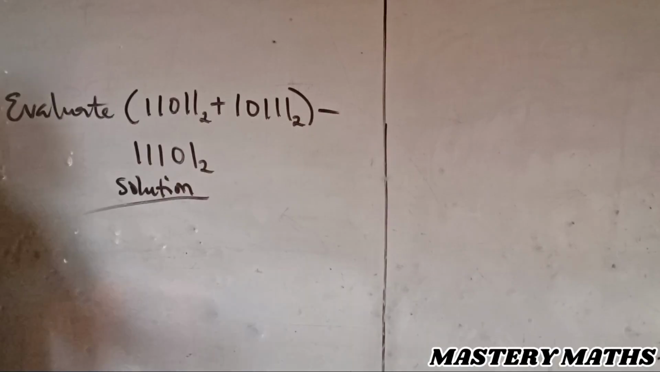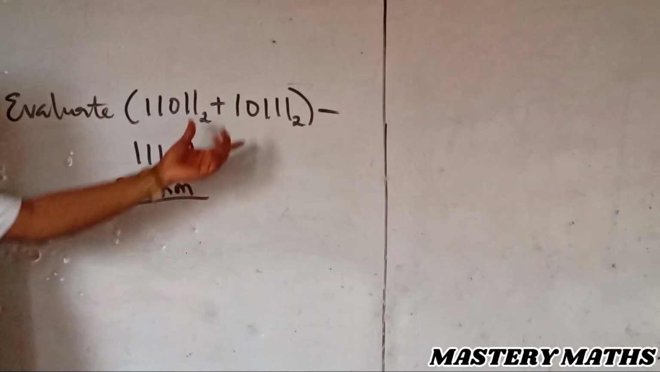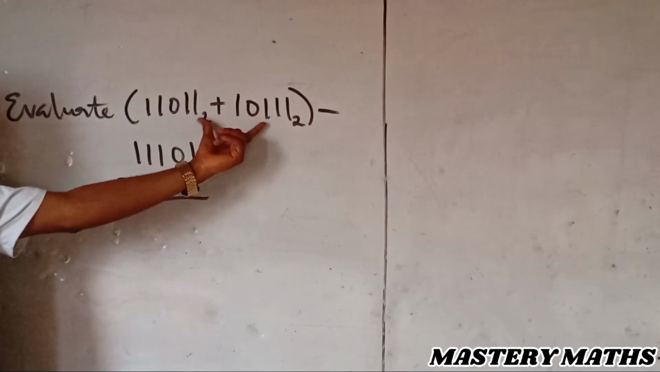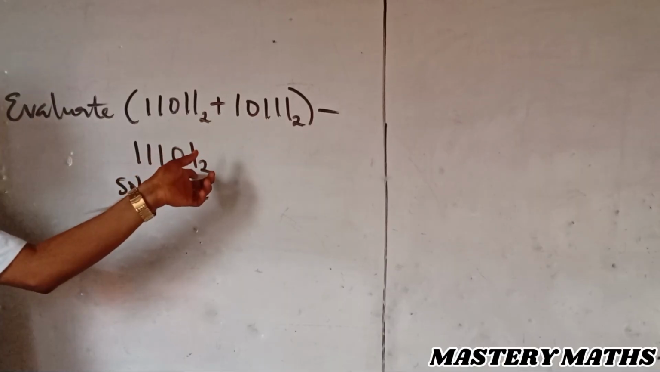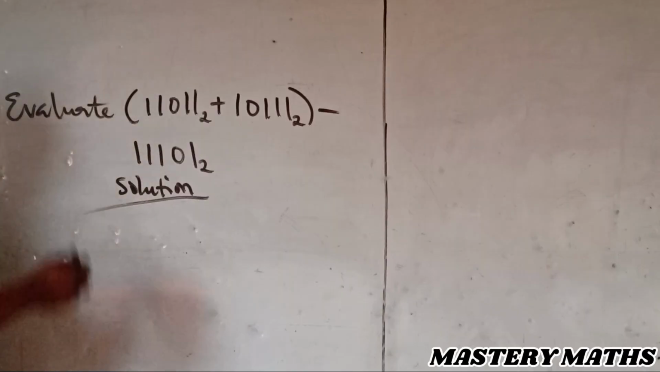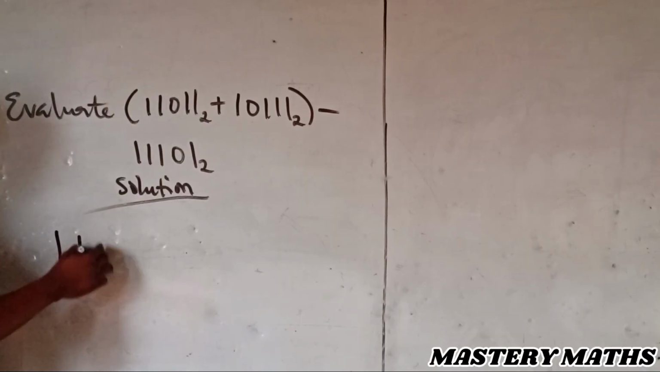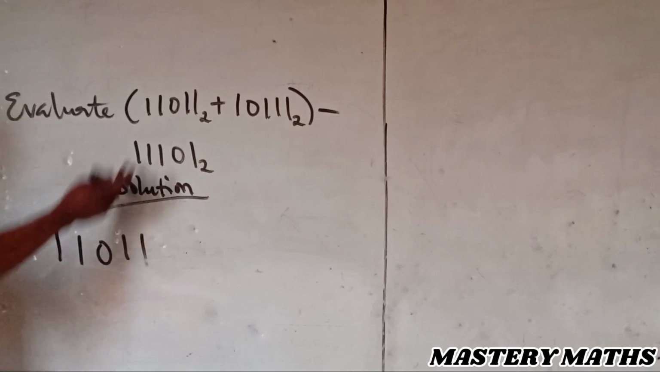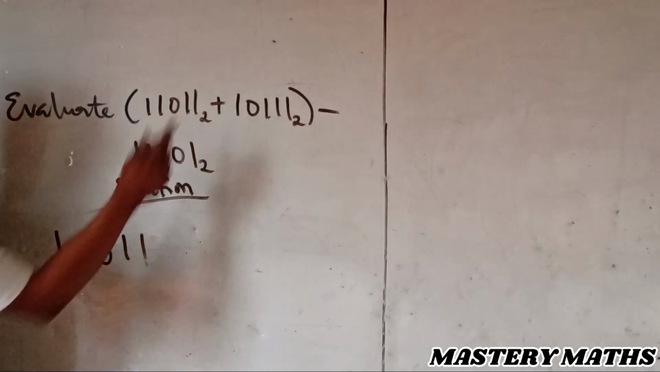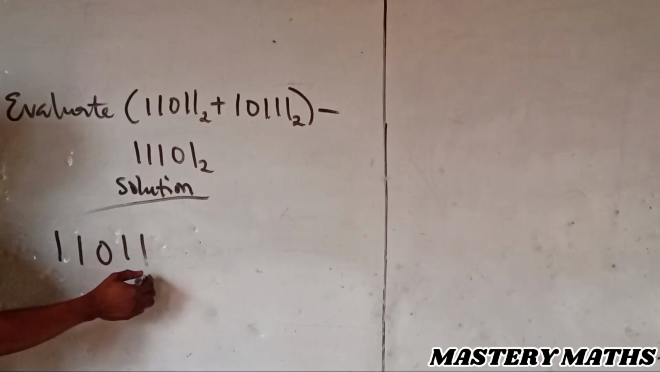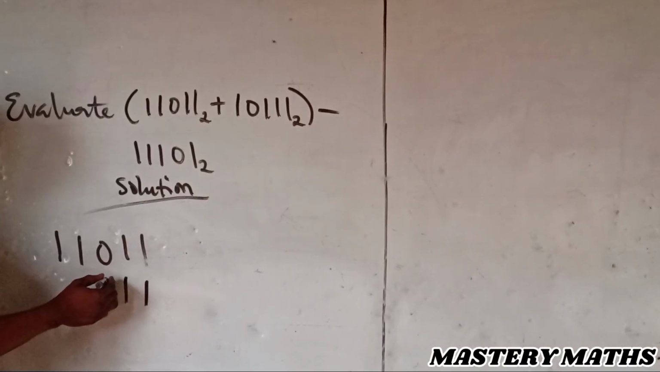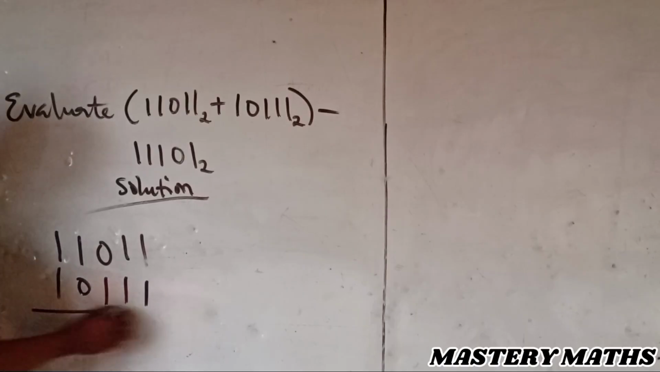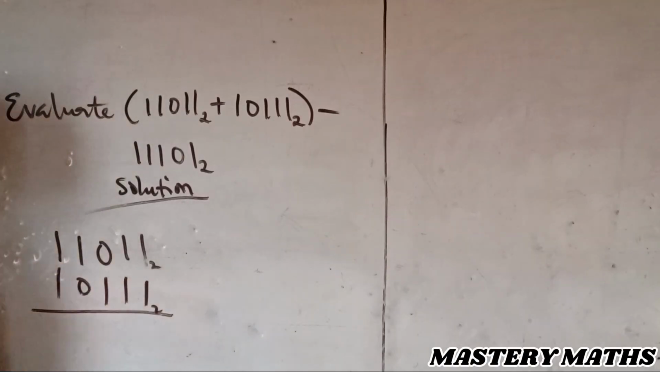First of all, according to the law of BODMAS, we need to add. When we add this together, then we subtract it from this. Now, let's add. You have your 11011, which is the first one. Add it to the next one, which is your 11101. They are in base 2.